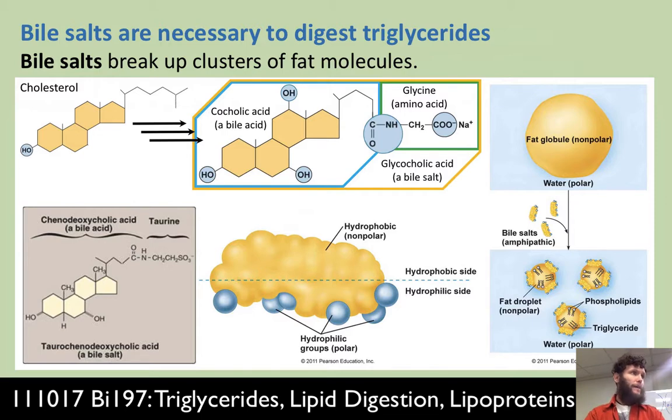All right. So what does this stuff do? It takes a big fat globule that you see on the right-hand side, and it is going to break it up by adding these bile salts onto the surface of it, and break it up into smaller, nonpolar emulsion droplets. Okay? You guys have any questions?